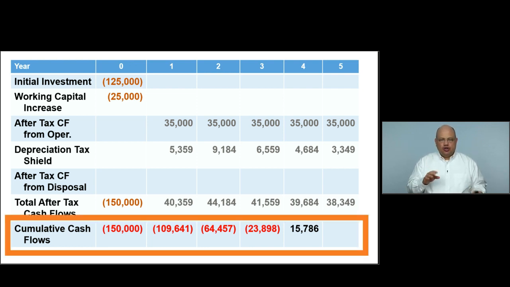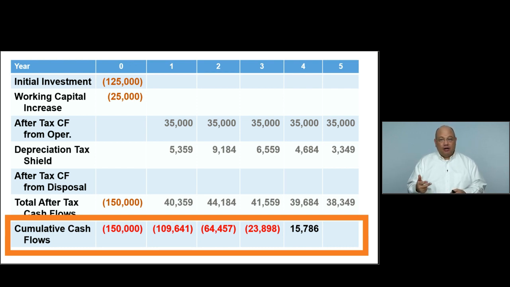And it's those cumulative cash flows that we're interested in. If we look at this, after we make the initial investment, our net position is minus 150. After year 1, when we had a $40,000 cash inflow, our net cumulative cash position is minus 109,641. Then in year 2, we had some more inflow. In year 3, we had some more inflow. And so at the end of year 3, our cumulative cash flows were minus almost $24,000.